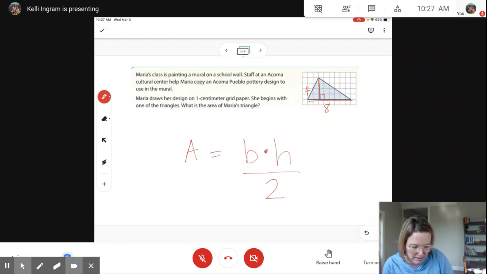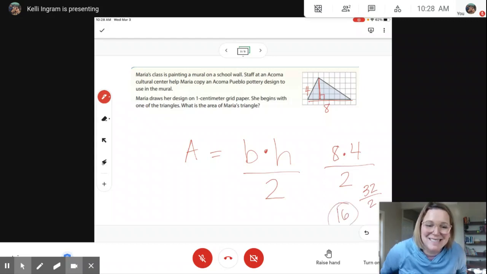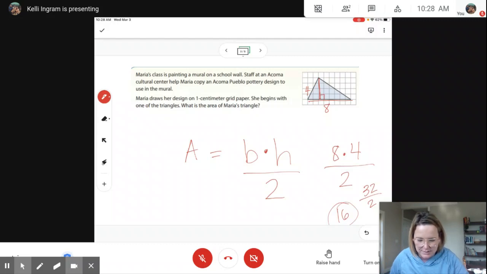And then I'm just going to pop those numbers into the formula to solve it. So base here was 8. The height was 4. I'm going to take that whole thing, divide it by 2. 8 times 4 is 32. Divided by 2 equals 16. So my area here would be 16 square centimeters.